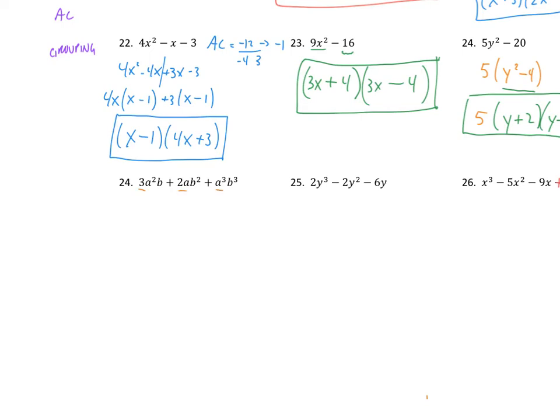Let's see, this one has 2 A's. This one has 1 A. This one has 3 A's. So that means I can at least take out an A out of everything. Just 1 A I can take out of everything. So I'm bringing A out.